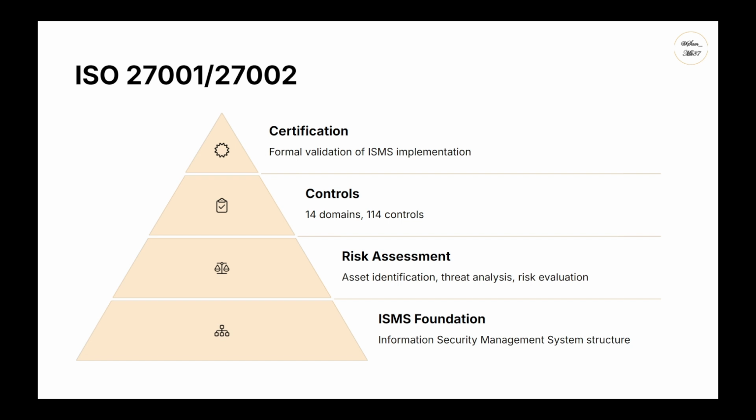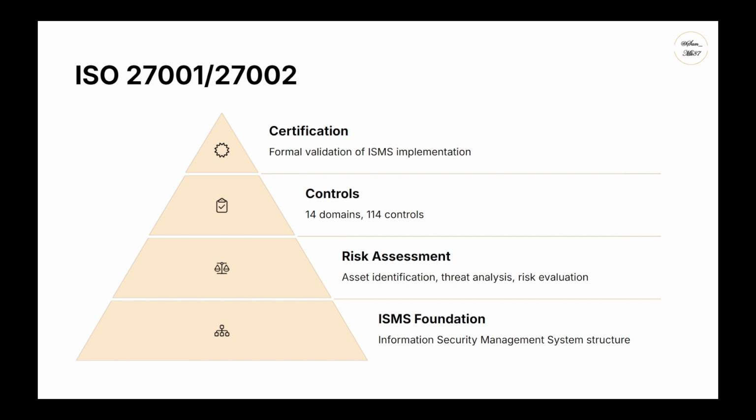These controls are organized into 14 domains, covering everything from access control and cryptography to supplier relationships and also incident management. In total, there are 114 controls to choose from, depending on your organizational needs and risk profile.